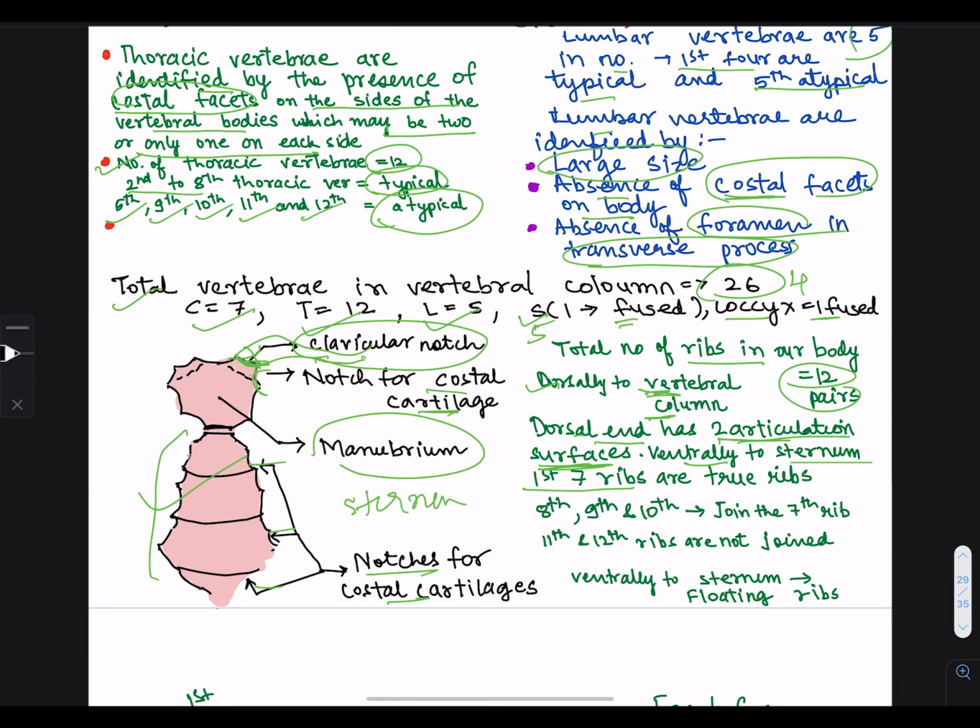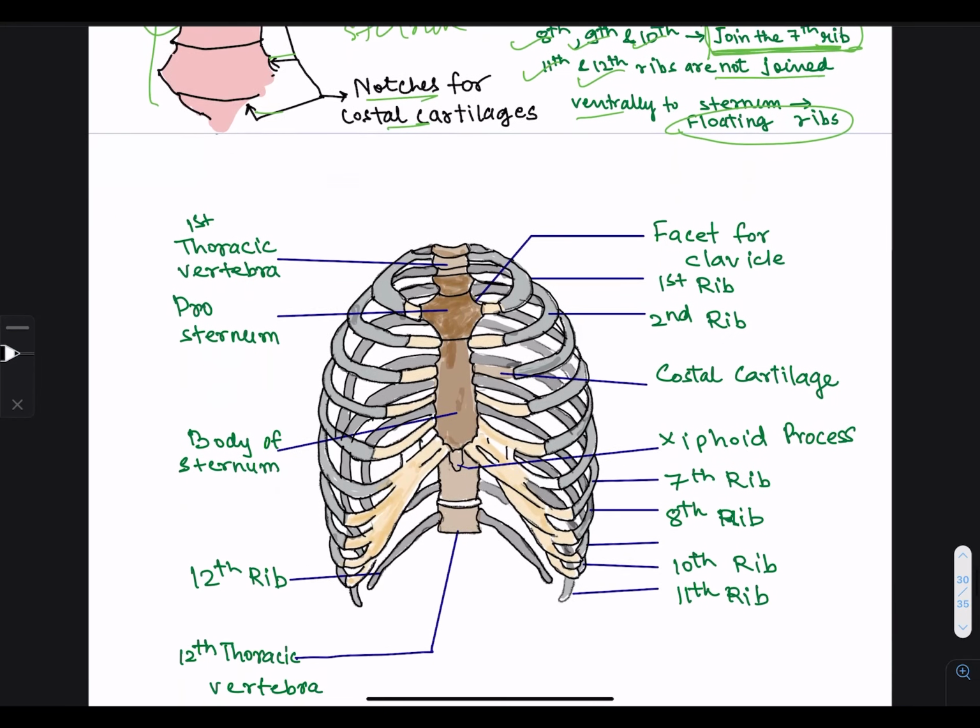First 7 ribs are known as true ribs. 8th, 9th and 10th join the 7th rib. They will not attach directly to the sternum, but they will join the 7th rib. And 11th and 12th ribs are not joined ventrally to the sternum. Hence, they are known as floating ribs.